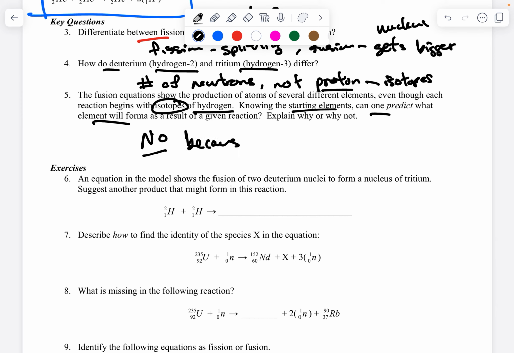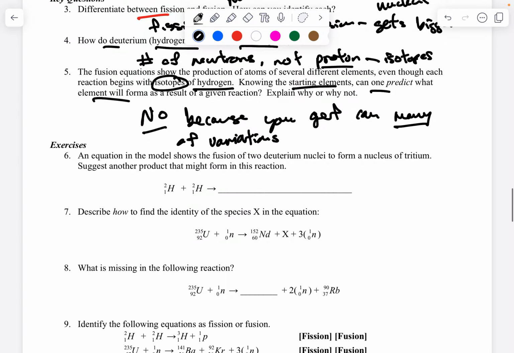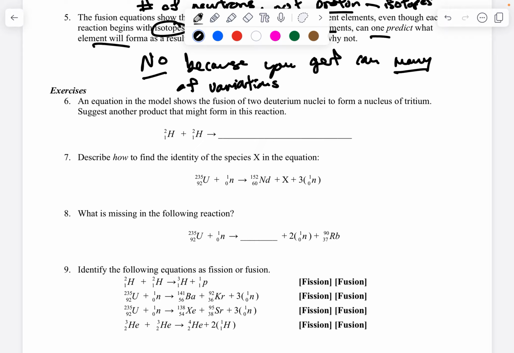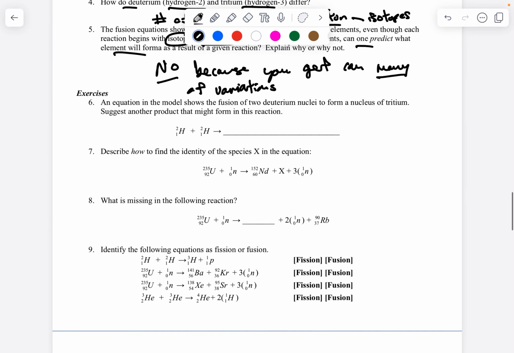Because you can get many, and when I say many, a lot of variations. Many variations. So it's just not really predictable. Maybe I'll do question 6 and 7, and then you can finish the rest of it, because the concepts are pretty straightforward.